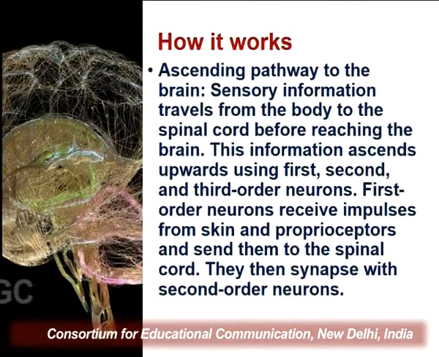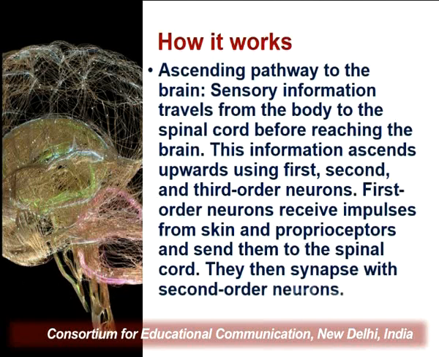Now we'll talk about how it works. So there are two pathways. One is the ascending pathway, another one is the descending pathway. So we'll see what the ascending pathway says. The sensory information travels from the body to the spinal cord before reaching the brain. This information ascends upward using first, second and third order neurons.